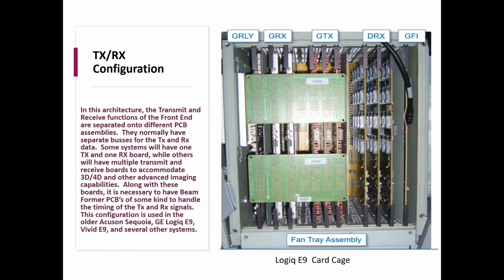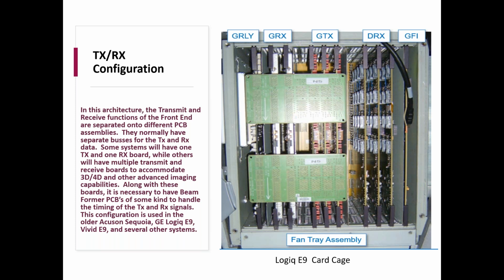The card cage to the right, you'll see those two green boards where the bottom side is facing out, and they are connecting between the transmit, the GRXs and the GTXs and the Gurley board. Those are bus boards. Some systems will have one transmit board and one receive board, while others will have multiple transmit and receive boards to accommodate 3D, 4D imaging and other advanced imaging capabilities. Along with these boards, it's necessary to have a beamformer PCB of some kind to handle the timing of the transmit and the receive signals.